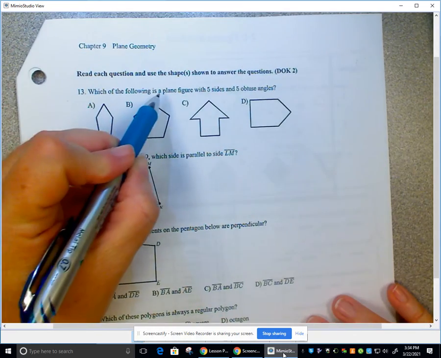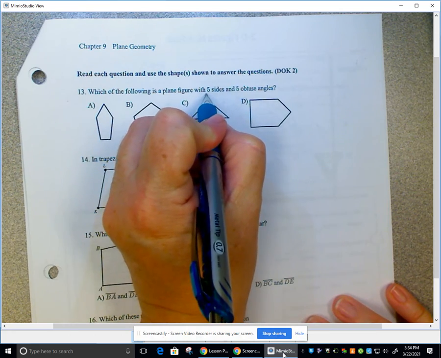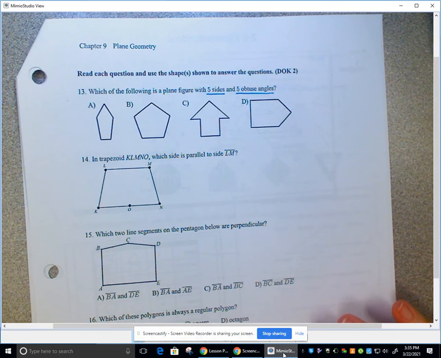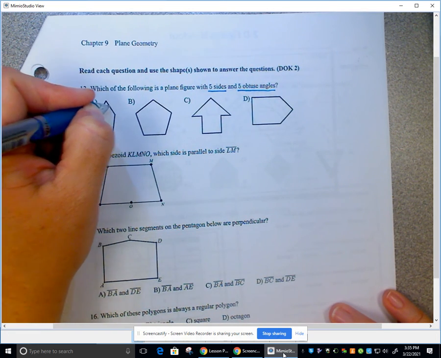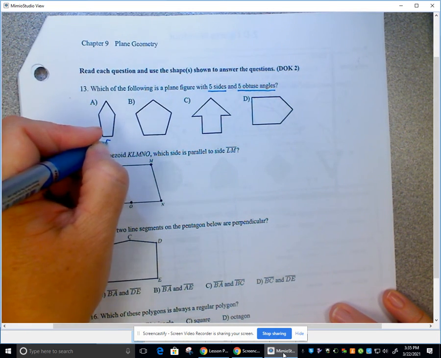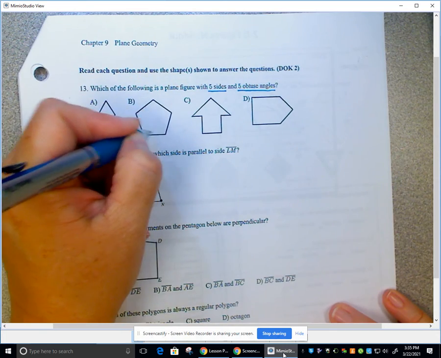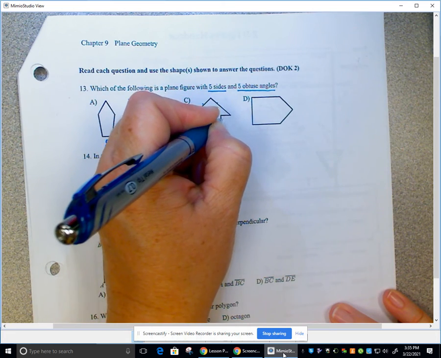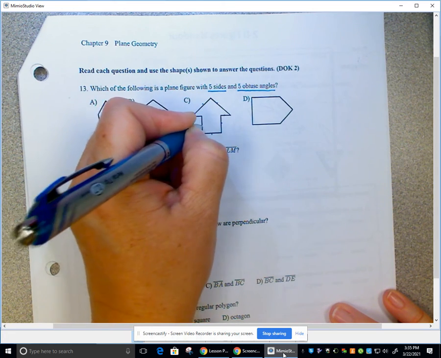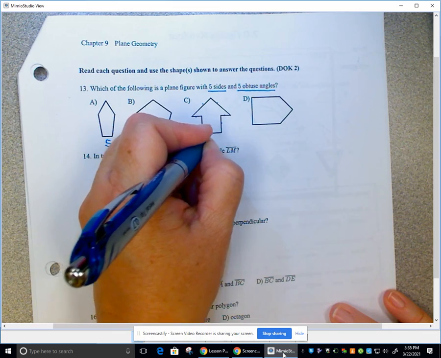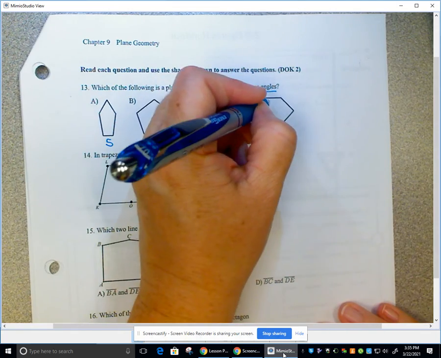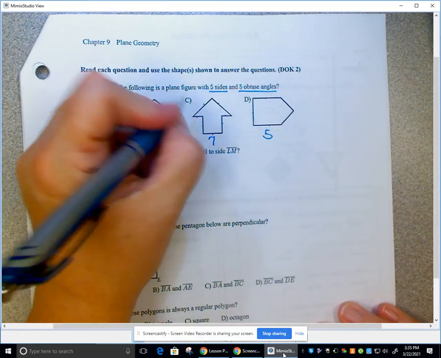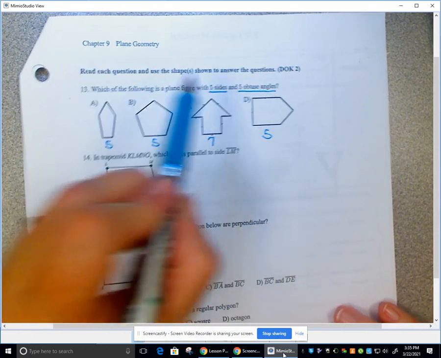It says, which of the following is a plane figure with 5 sides and 5 obtuse angles? Well, let's go count the sides. 1, 2, 3, 4, 5. Okay, that's got 5. That one has 7 sides. And this has 5 sides. So we know we don't want C because we're looking for 5 sides.